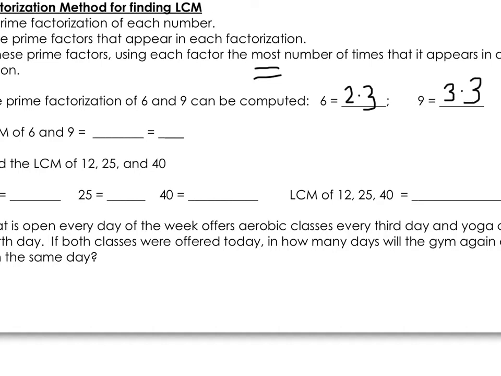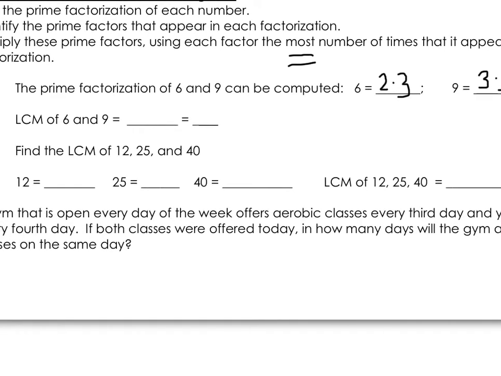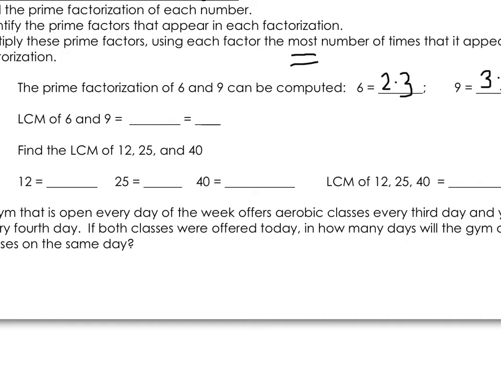3 times 3. So for the least common multiple of 6 and 9, we have to pick out each prime number as many times as the most. So how many 2's are there? Well, there's just 1, in 6. There's no 2 in 9, but we don't care.